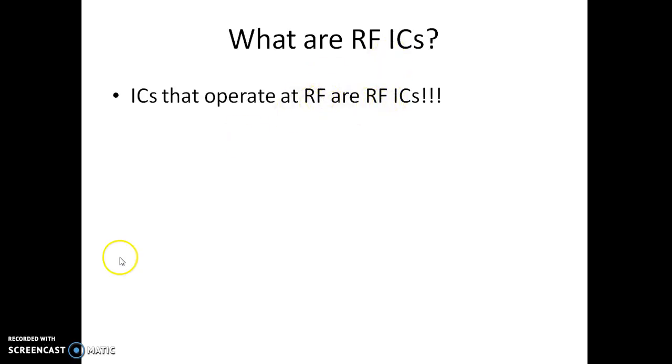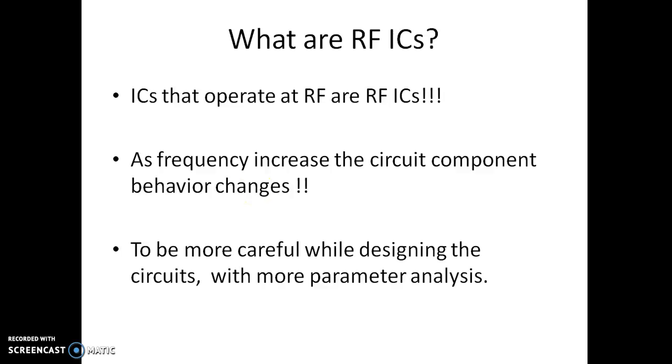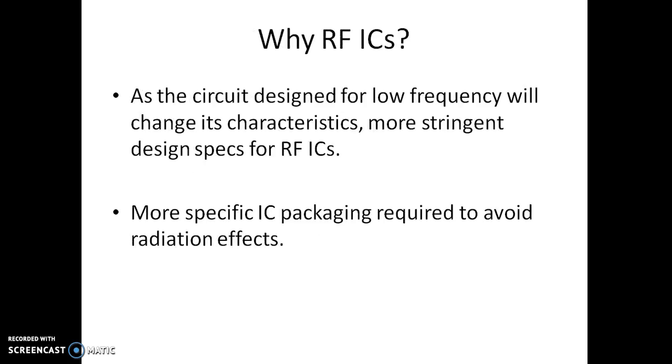Naturally, for the ICs which operate at radio frequency, as the frequency increases, the circuit components' behavior changes. Assume that we have already studied so many ICs like ADC, DAC, op amp, 555 timer, all those things. Those are ICs which operate at very low frequencies, in the range of hundreds of kilohertz and megahertz. As the frequency further increases, the circuit components used to realize those ICs behave totally differently. We have to be more careful while designing ICs operating at radio frequency, with more parameter analysis. We need to consider many other parameters while designing these RF ICs, which operate at very high frequencies in terms of megahertz.